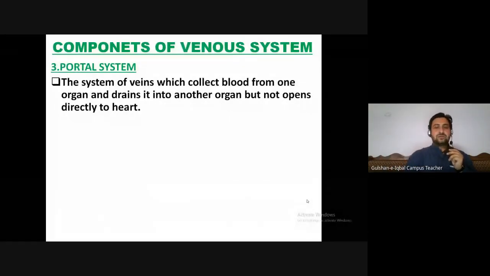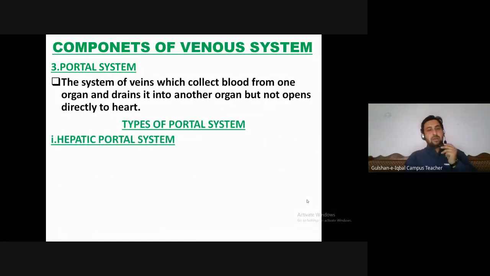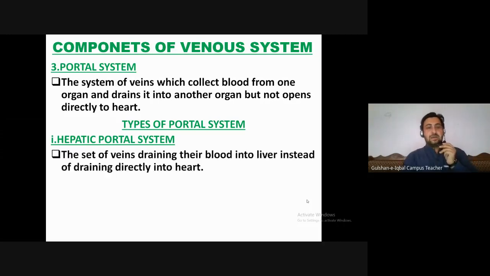There are two sets of portal system. One is known as the hepatic portal system. Hepatic means liver. You must have heard of hepatitis. Hepatitis is the inflammation of the liver. So hepatic means liver. The hepatic portal system is related to the liver. It is the set of veins draining their blood into the liver instead of draining directly into the heart.